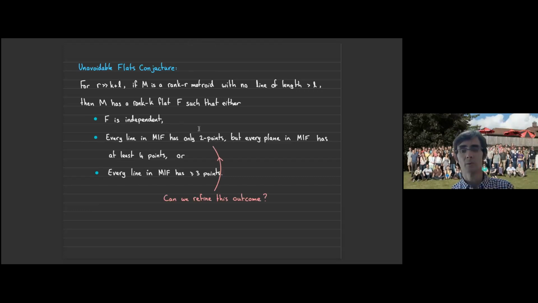And then you might want to further refine these things. So say I gave you a huge rank matroid there, and I tell you that all the lines are only 2-point lines, but it doesn't have any 3-point plane.